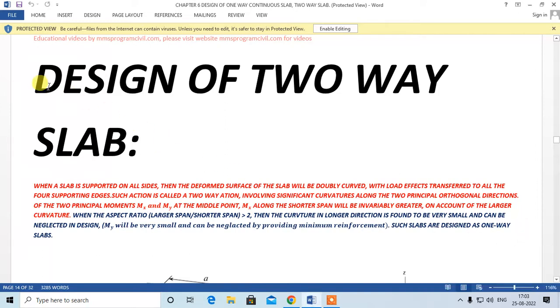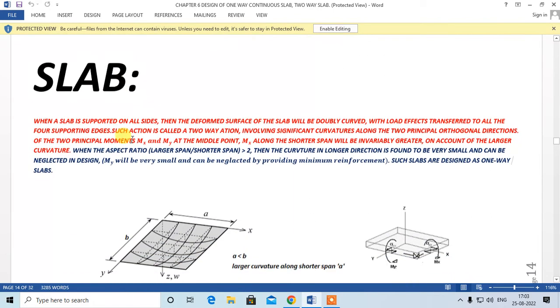Okay. Design of two-way slab. When a slab is supported on all sides, then the deformed surface of the slab will be doubly curved with load effect transferred to all the four supporting edges, right?